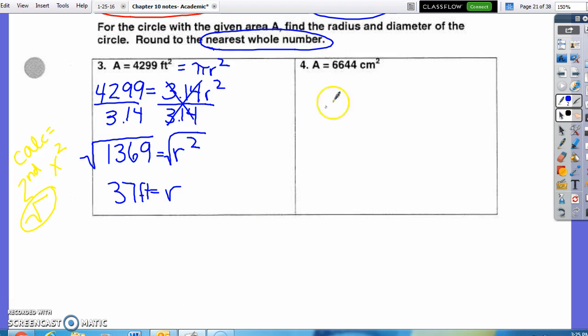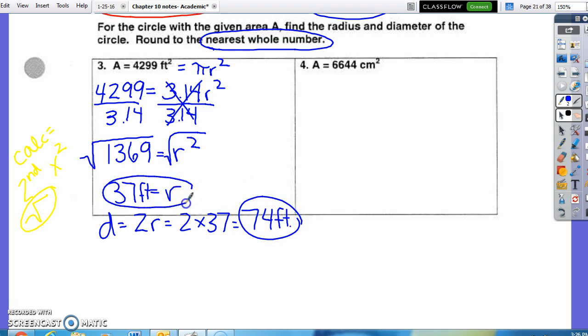Now we also need to find the diameter. Our diameter is twice our radius. So if diameter is equal to 2 times r, and r is 37, then 2 times 37 is our diameter, which is equal to 74 feet. There's our diameter and there's our radius.